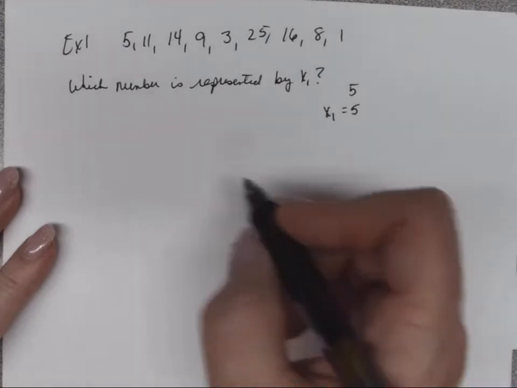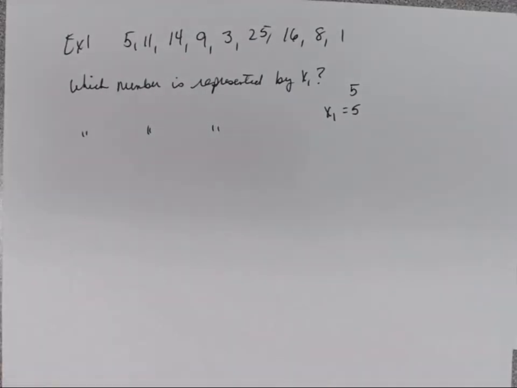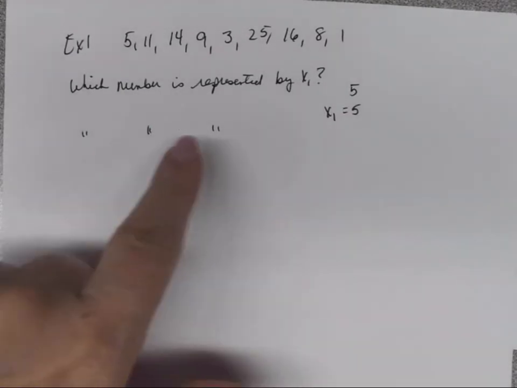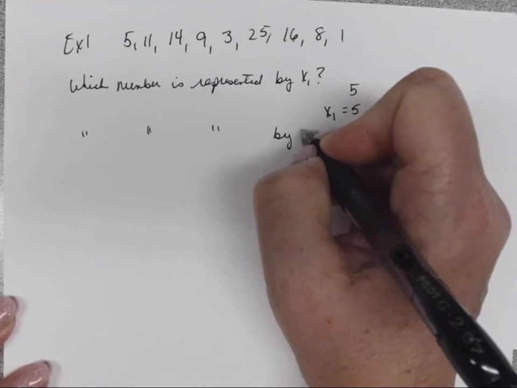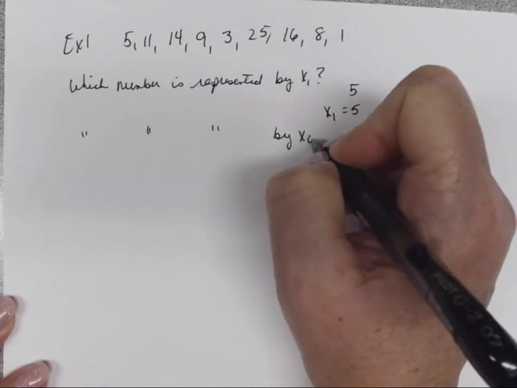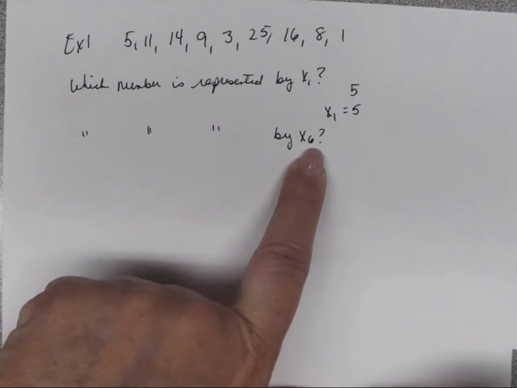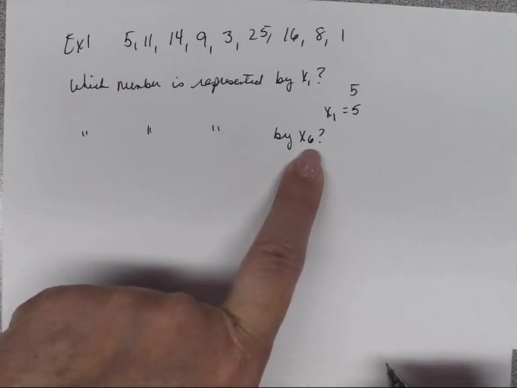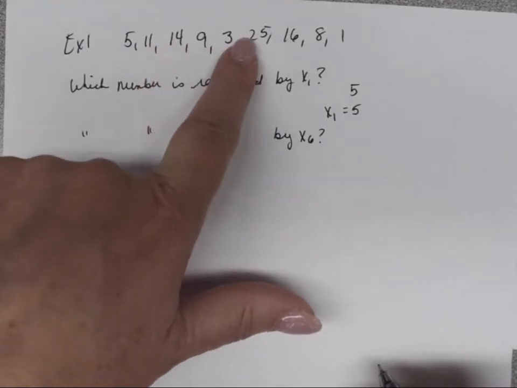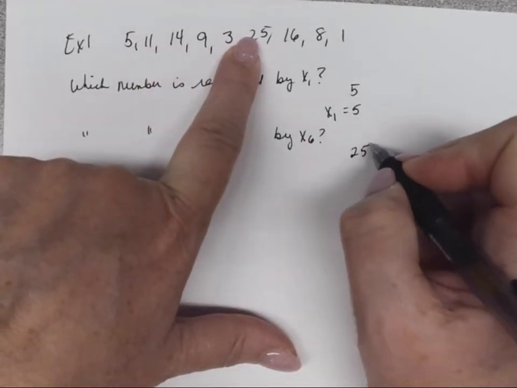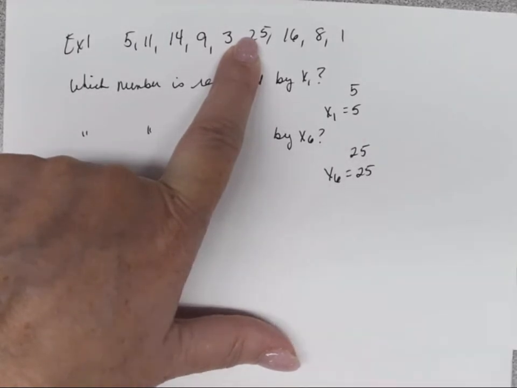All right, let's look at another one. So which number, I'm going to do little quote marks there so that I don't have to rewrite the whole question, is represented by x sub 6? So what number is represented by x sub 6? Well, that 6 tells us it's the 6th number in the list. So 1, 2, 3, 4, 5, 6. So my answer is 25, which I can also write as x sub 6 is equal to 25.